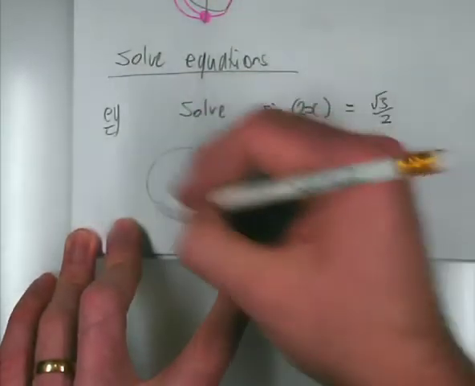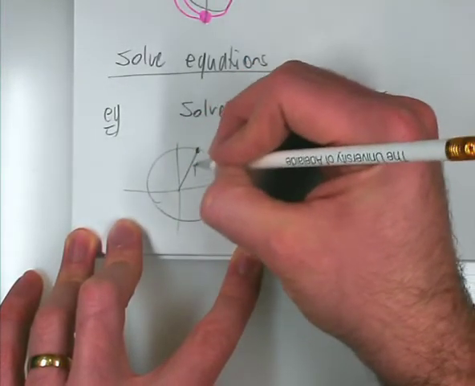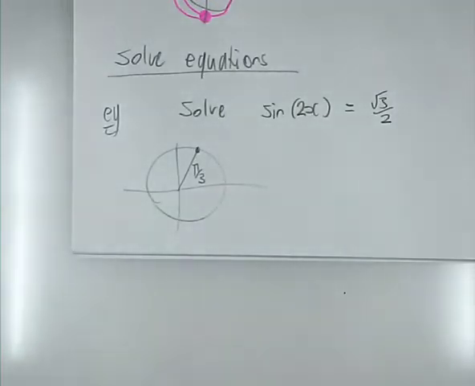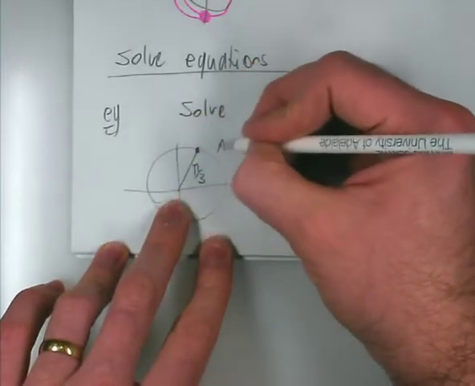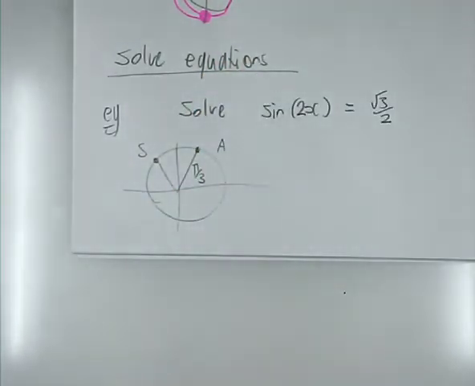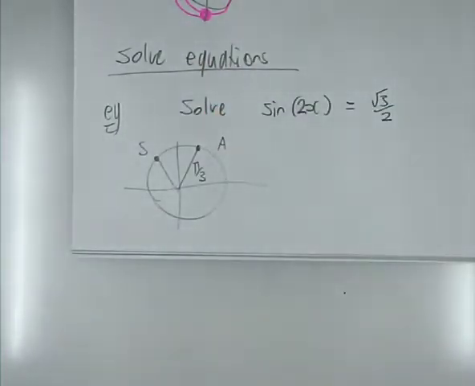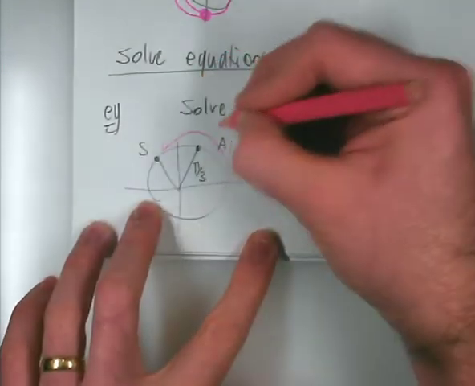I'm going to draw a diagram of it. So pi on 3, about there, is one of the options. But there should be other angles that produce the same answer as well. I should be able to go over here where sine is still positive, and there'll be another one there. Because sine is the y coordinate, that's at the same height as this one, so it's giving me the same answer. So that angle there is 2 pi on 3.